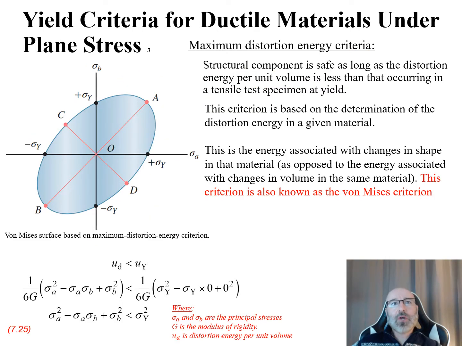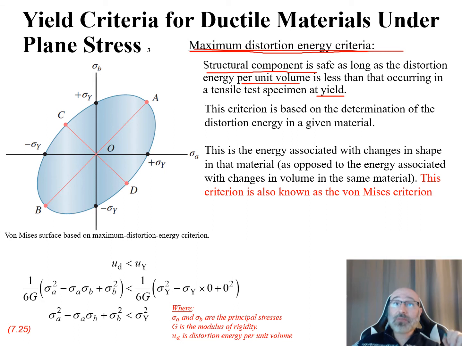Let's look at the yield criteria for ductile materials under plane stress. In particular, let's focus on the maximum distortion energy criteria. What this criterion states is that the structural component is safe as long as the distortion energy per unit volume is less than that occurring during a tensile test specimen yield. That's the relationship we need to meet in order for this criterion to hold true and for our structural component to be considered safe.